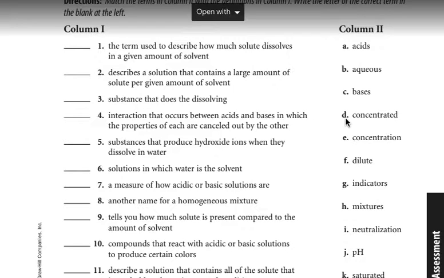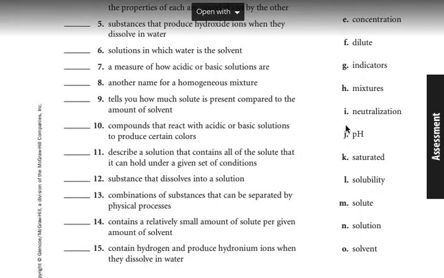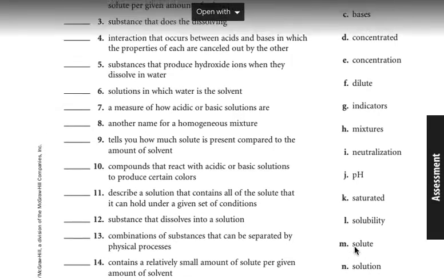Number 3, substance that does the dissolving. Substance that does the dissolving is all the way down here. That's the solvent. I know it's sometimes confusing because you say solute, solvent, solute, solute, go back and forth, but the substance that does the dissolving is the solvent.